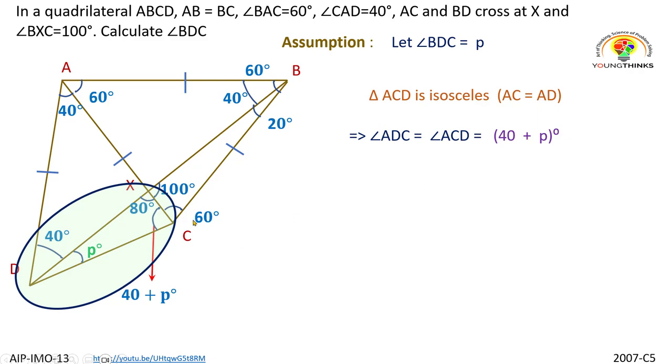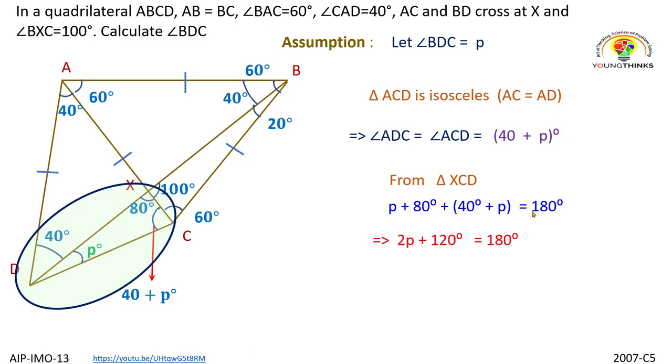Okay, so now if you look at this triangle which is highlighted here, this is 80, this is 40 plus P, and this is P. Collectively, the sum of all the three angles is 180 degrees. And that means your 2 times P is 60, means value of P is 30 degrees. Okay? Are you okay with that?